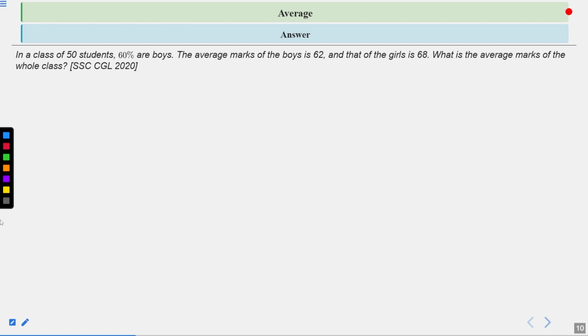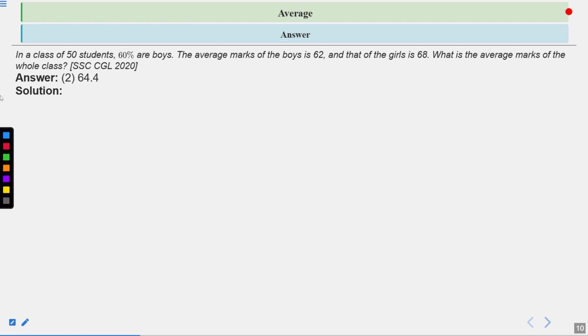The question says that the average mark of boys is 62. So 30 into 62 gives the total marks of the boys. The average of the girls is 68 and the number of girls is 20, so we can calculate that too. What is the average mark of the whole class? We add up the total marks and divide by the total number of students to get our average. So the correct answer of this question is the second one, which is 64.4.